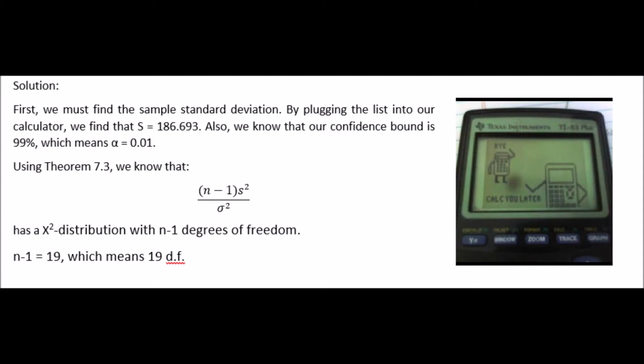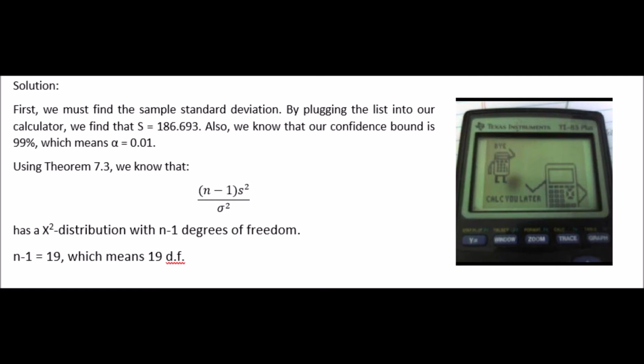First, we need to put the list into our calculator. Using the one-variable stats doohickey, we find that our sample standard deviation equals 186.693. Which is approximately equal to the number of times I've misspelled Chebyshev's theorem. Also, since we are using a confidence bound of 99%, our alpha equals 0.01.